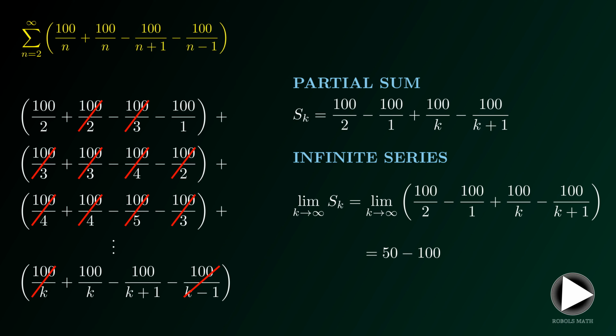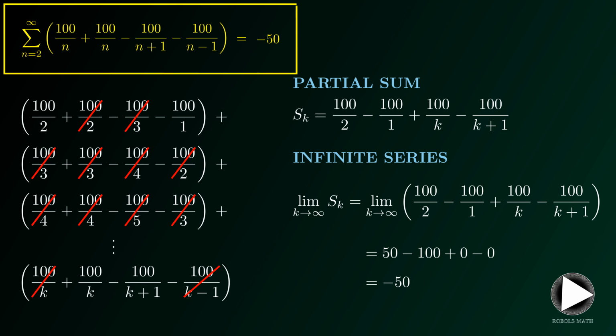Meanwhile, the value of both k and k plus 1 grow much higher than 100 as k grows to infinity. Dividing 100 by a very big number would approach 0, so the limit for both 100 over k and 100 over k plus 1 is 0. Finally, we just simplify the sum of these values. The answer is 50 minus 100, or simply negative 50. Therefore, the infinite series is negative 50, and that's our final answer.